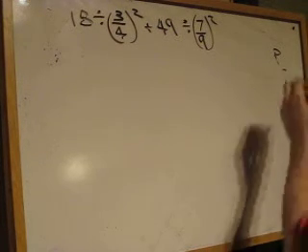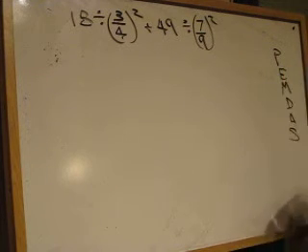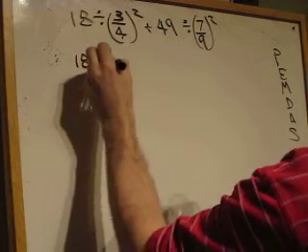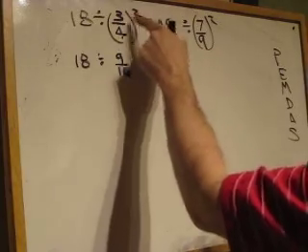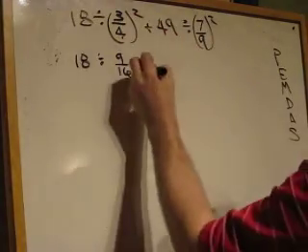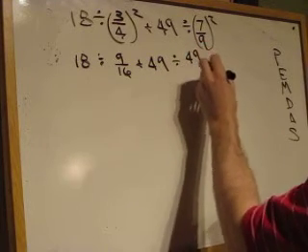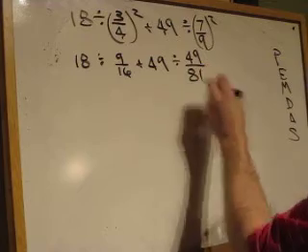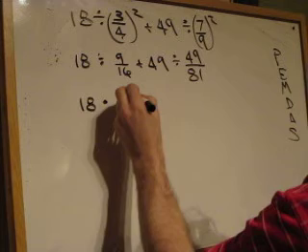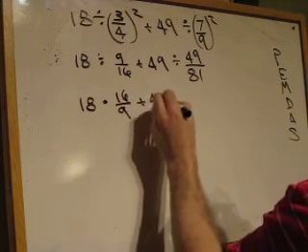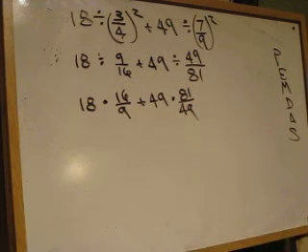Alright, well let's do our PEMDAS, which says we do what's in the parentheses, which includes our exponents first. 18 divided by 9 over 16. Remember, the 3 squared and the 4 squared, they're both squared. Don't just square one of them. Divided by, again, 49. 7 times 7, 9 times 9 is 81. Now we're going to flip things over. 18 times 16 over 9 plus 49 times 81 over 49.